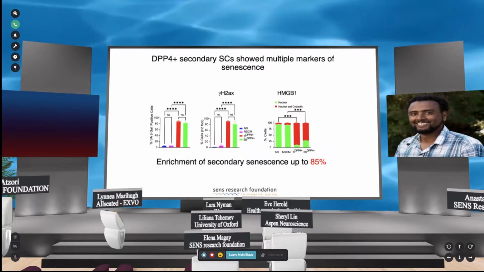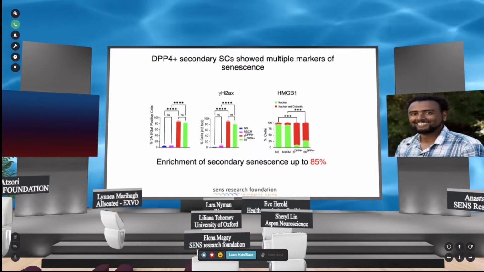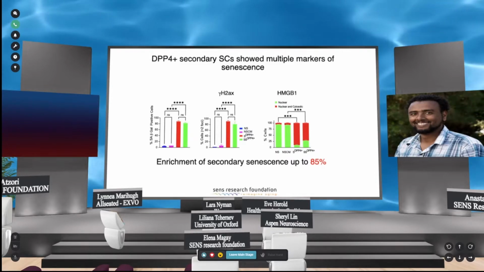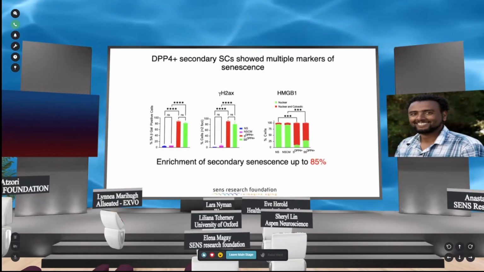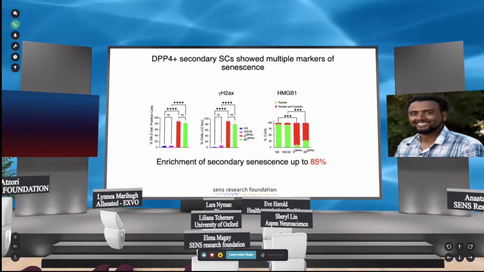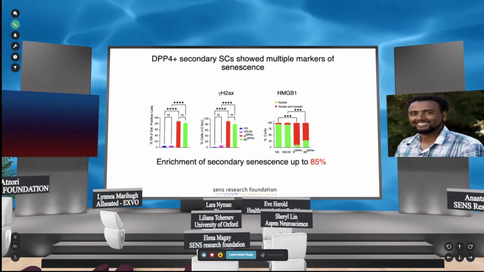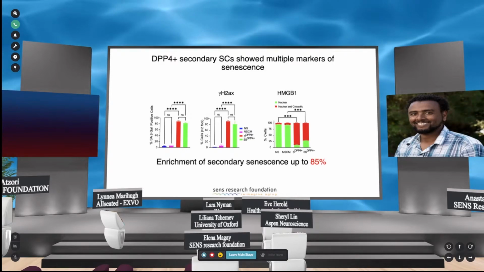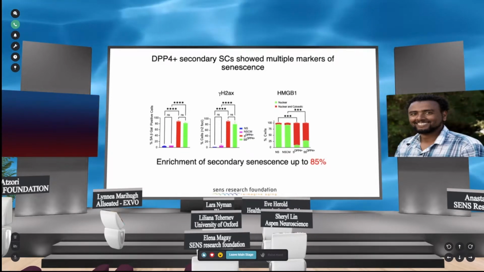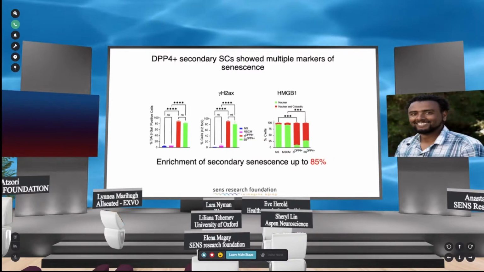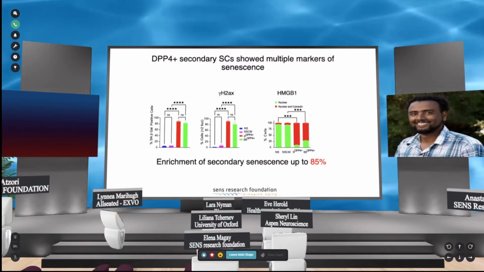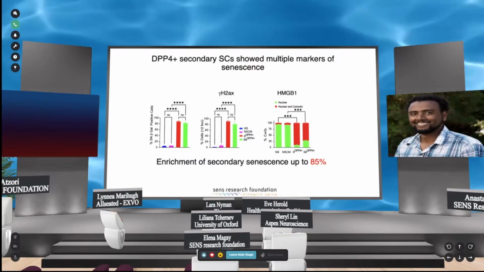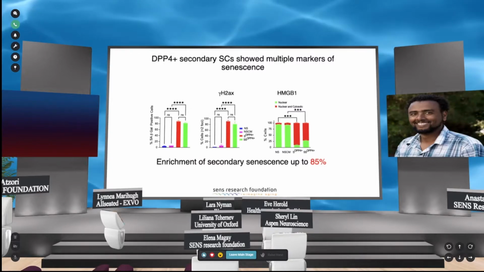So as you can see here, after isolation, earlier it was only 40%. Now we are able to increase the percentage of secondary senescence up to 85%, whereas the primary senescence is 90 plus percent. And we don't see any statistically significant difference between primary and secondary senescent cells. Now we believe that there are relatively purer populations of both primary and secondary senescent cells after isolation. So this purer population might help us to really characterize what secondary senescent cells look like.